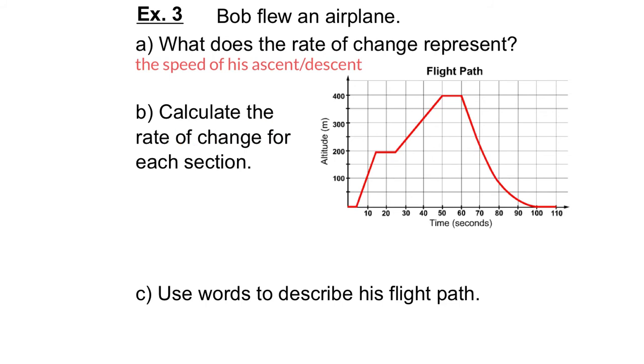Calculate the rate of change for each section. So by each section, I mean, well, this part here, this part here, this part here, here, here, and here. So I want you to pause the video and see if you can calculate a value for the rate of change for each of those sections. The last part is not a straight line, so you might have some trouble with that. We'll talk more about that when you get back. So pause the video, try it, and then come back.